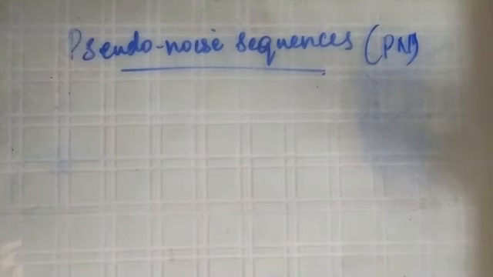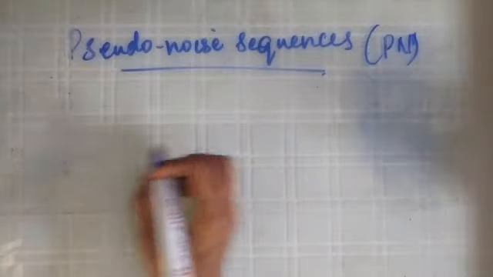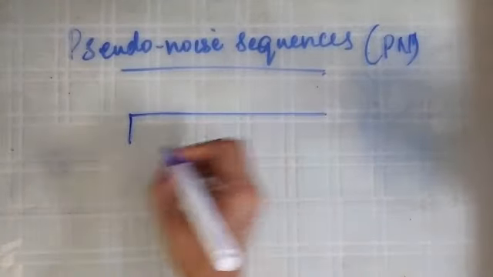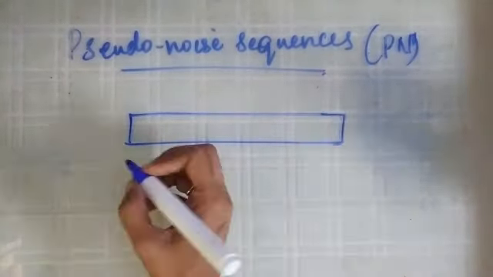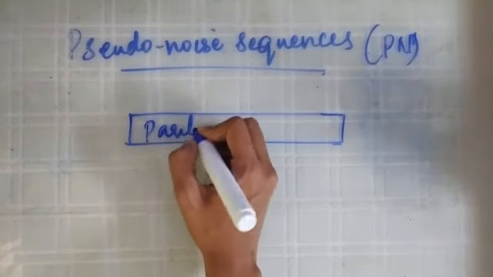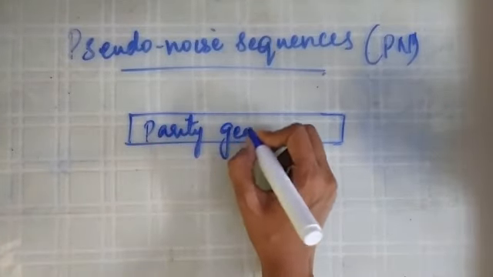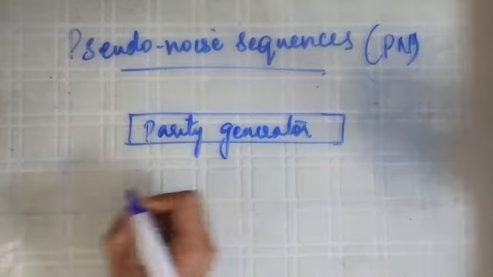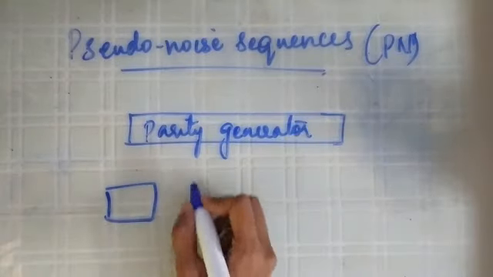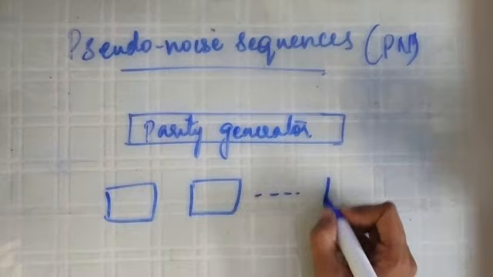So, the PN sequence generator. How do we generate it? As I told you, a PN sequence is nothing but a string of zeros and ones. So how do we generate the sequence? We basically use shift registers to generate this PN sequence. Let me draw a simple figure of its generation. I have a parity generator here, and you have flip-flops. We have already learned what a flip-flop is.